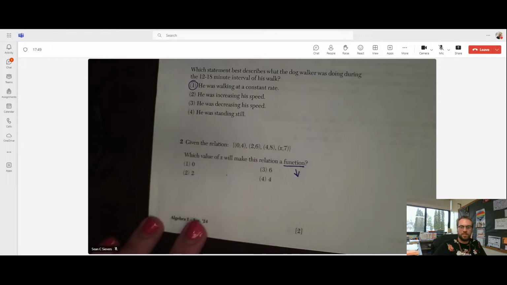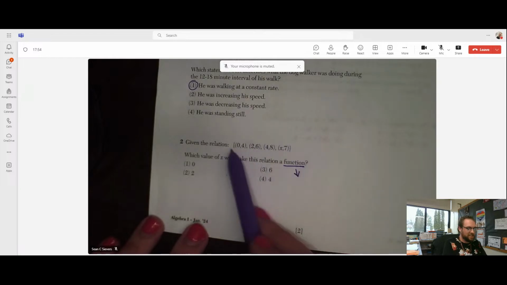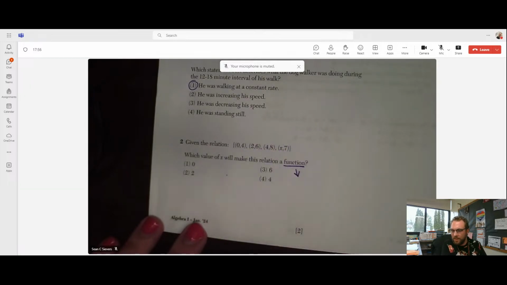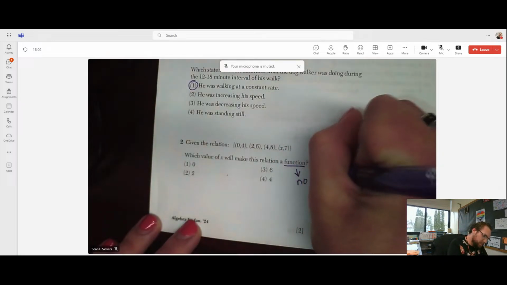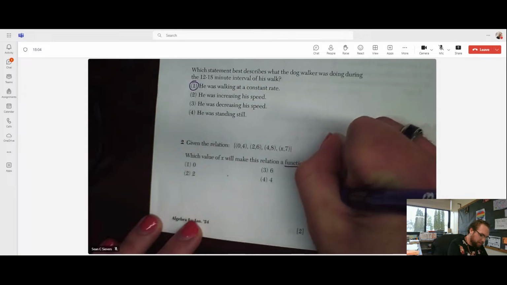Go ahead and drop your answers in the chat. What do we think? How can we tell if a set of points is a function? Yes, George, you are correct. As long as no x values repeat.